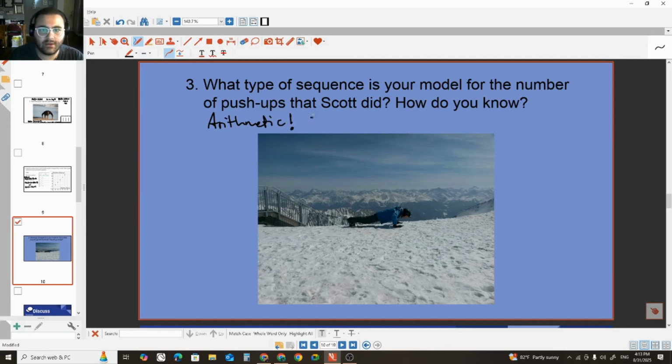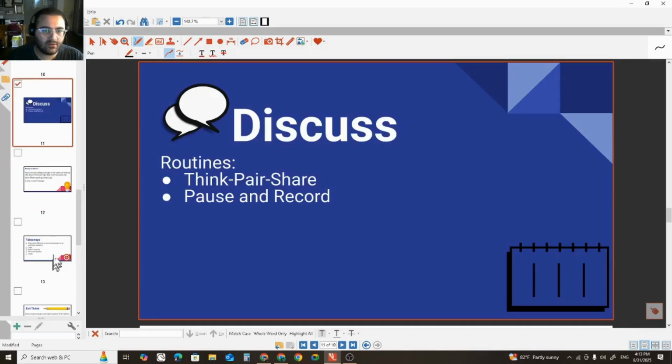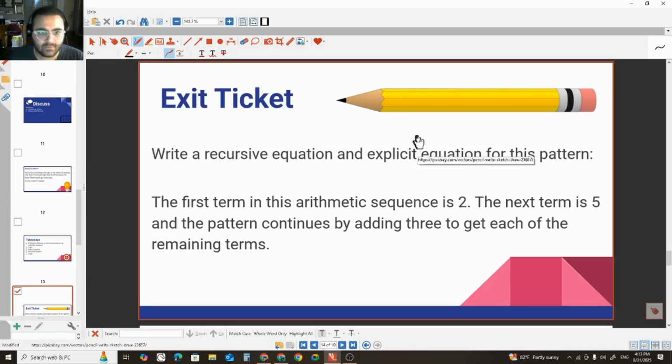And how do we know? Because each subsequent day, Scott adds on 2 push-ups. So the important word here, the operative word, is adds. So this is where in class we would discuss with our groups, share ideas, and so on and so forth.